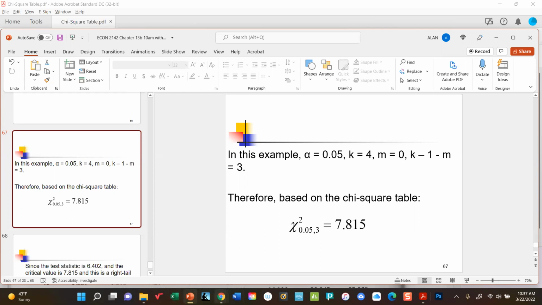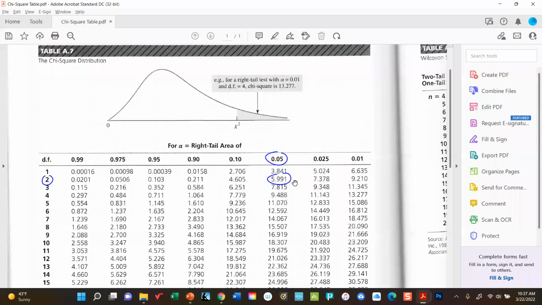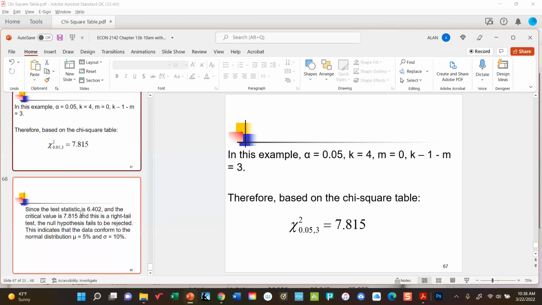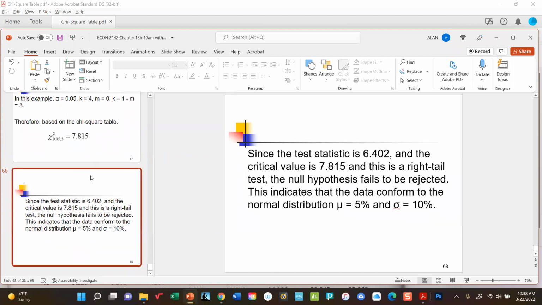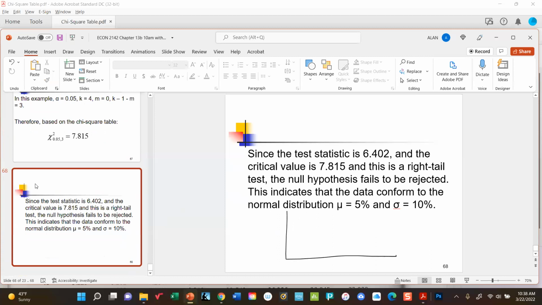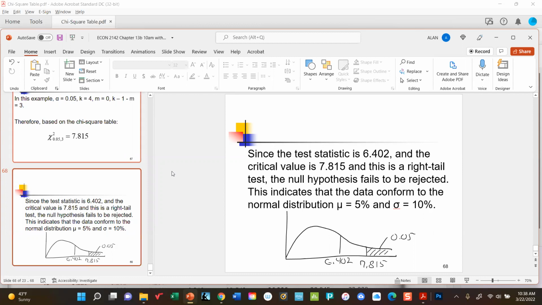And if you go to the table, in that same column, directly below the 5.991, with 3 degrees of freedom is 7.815. But we don't really need that to calculate the p-value. What we need is the 3 degrees of freedom. Now, by the way, if you use the traditional approach and you go ahead and calculate the test statistic yourself, it's going to be 6.402. The critical value is 7.815. So once again, we failed to reject the null, which means that the data really are normal with a mean of 5% and a standard deviation of 10%.